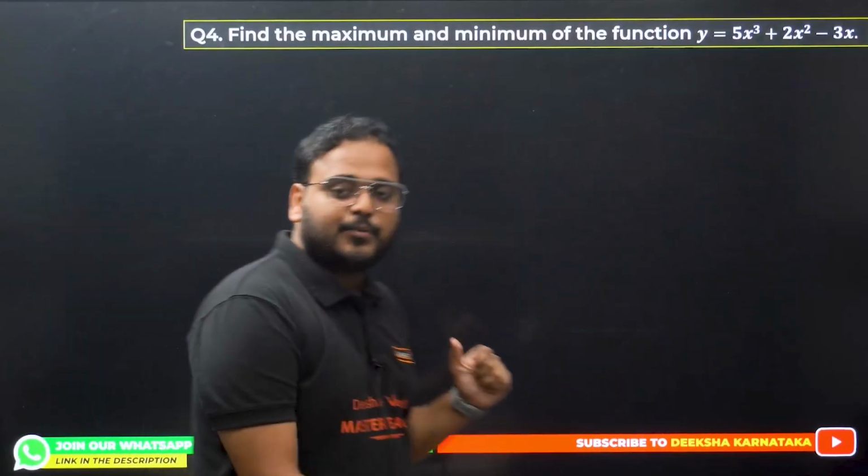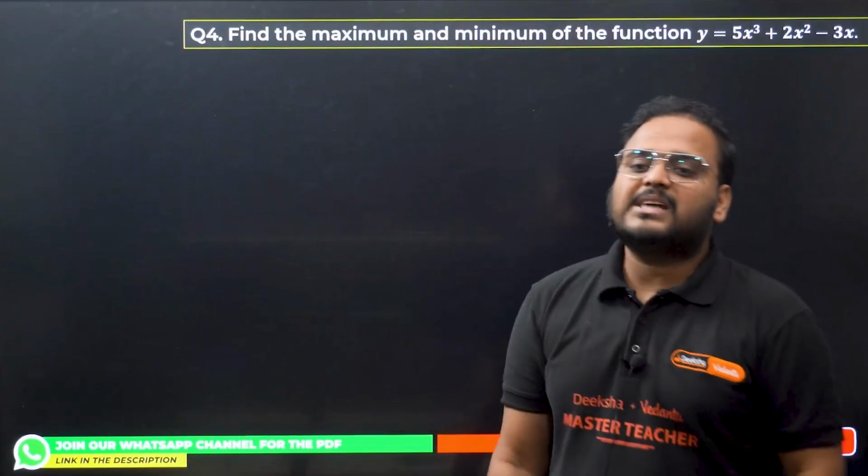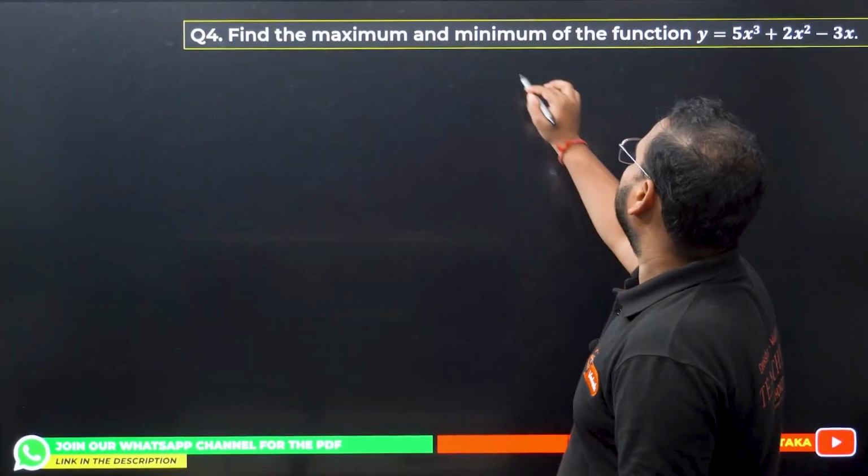Now solve a question based upon the second derivative test. Find the maximum and minimum value of the function given like this. First step is very simple.